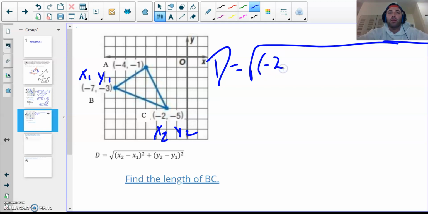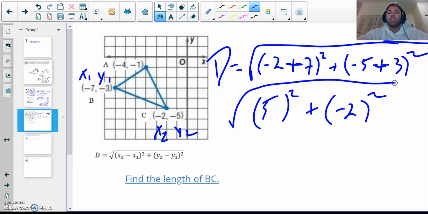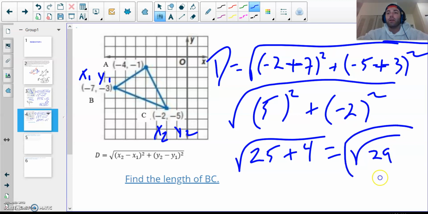X2. So we got -2 minus -7, so plus it, squared, plus, holy buckets, there goes the furnace, -5 minus -3, so plus it, squared. All right, -2 plus 7, I get 5 squared, plus -5 plus 3, I get -2 squared. 5 squared I know is 25, -2 squared is still 4, so you should have gotten root 29 for that one. And 29 is a prime number, so I have to leave it as that.